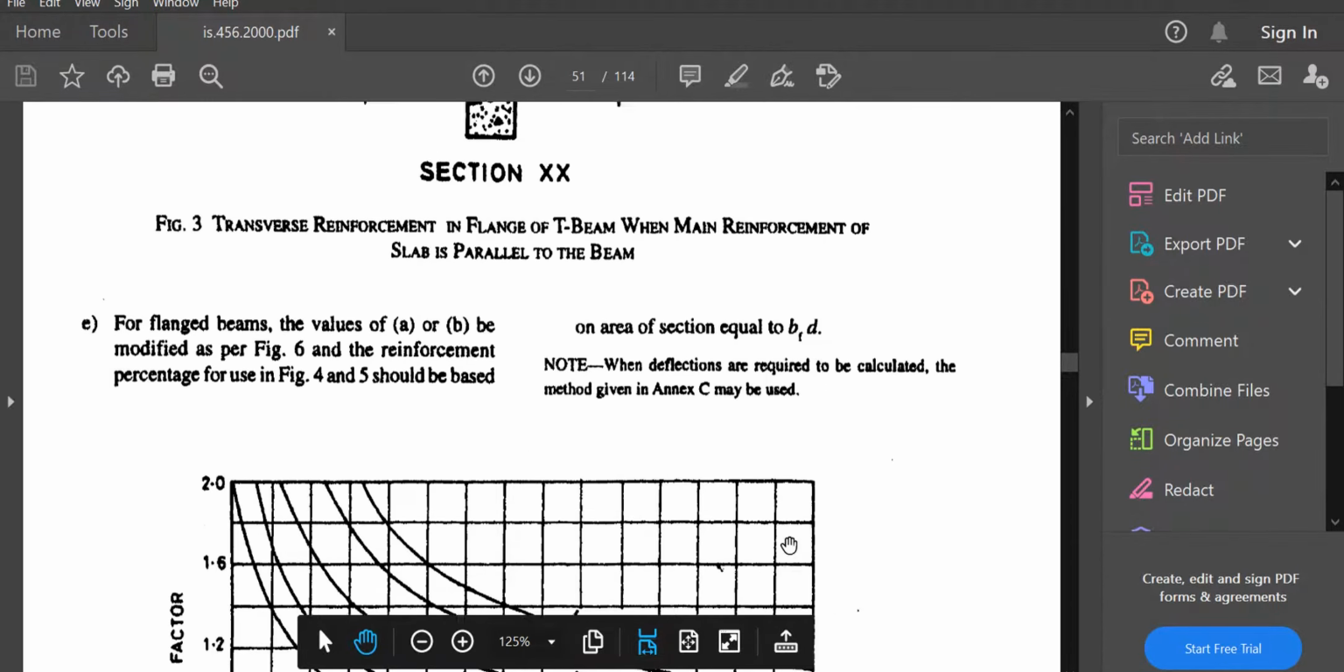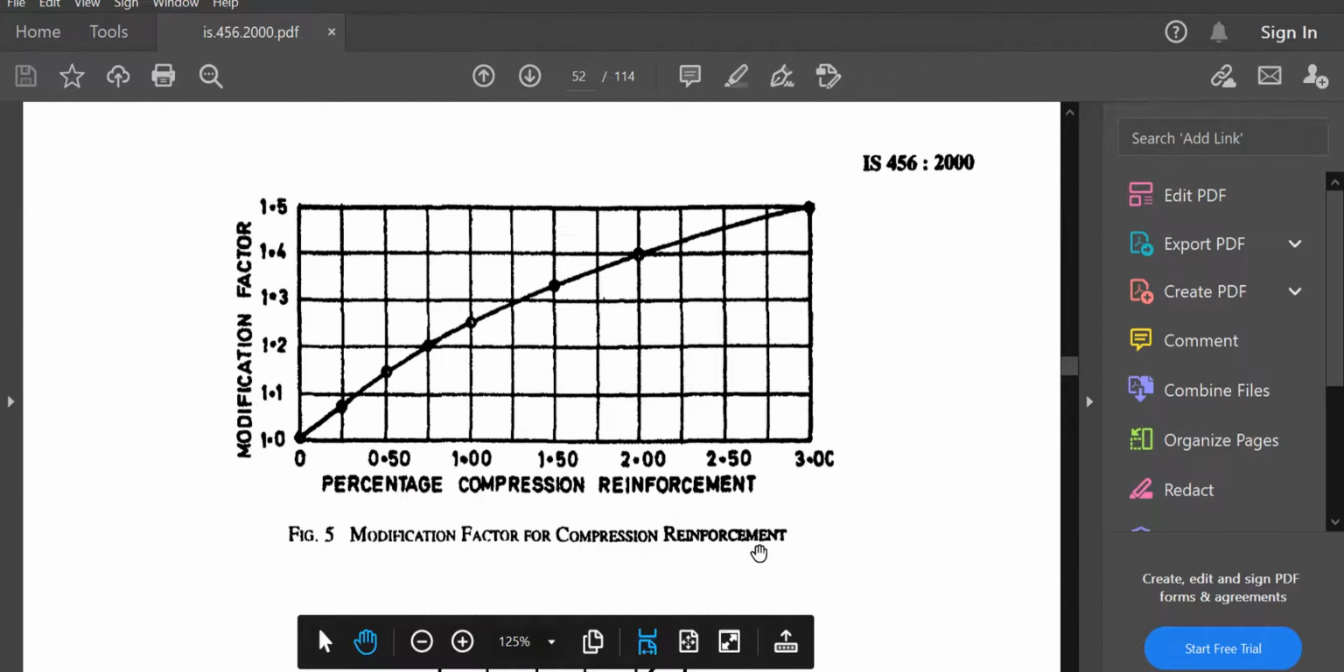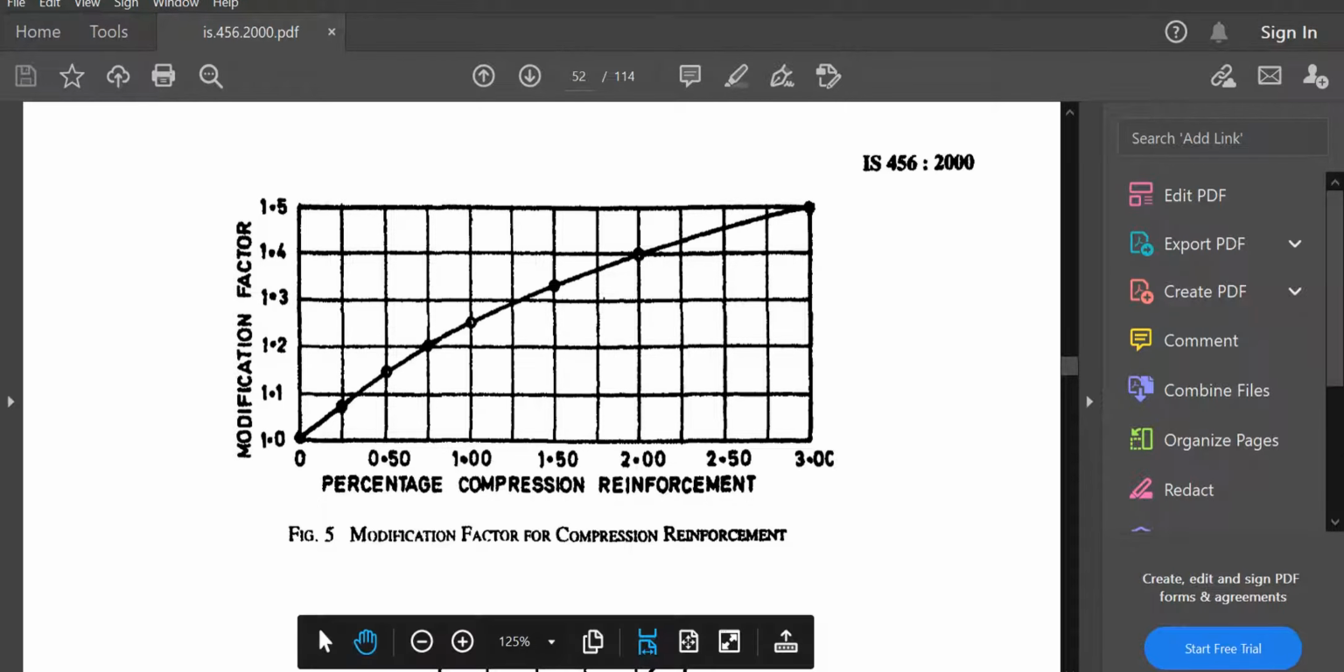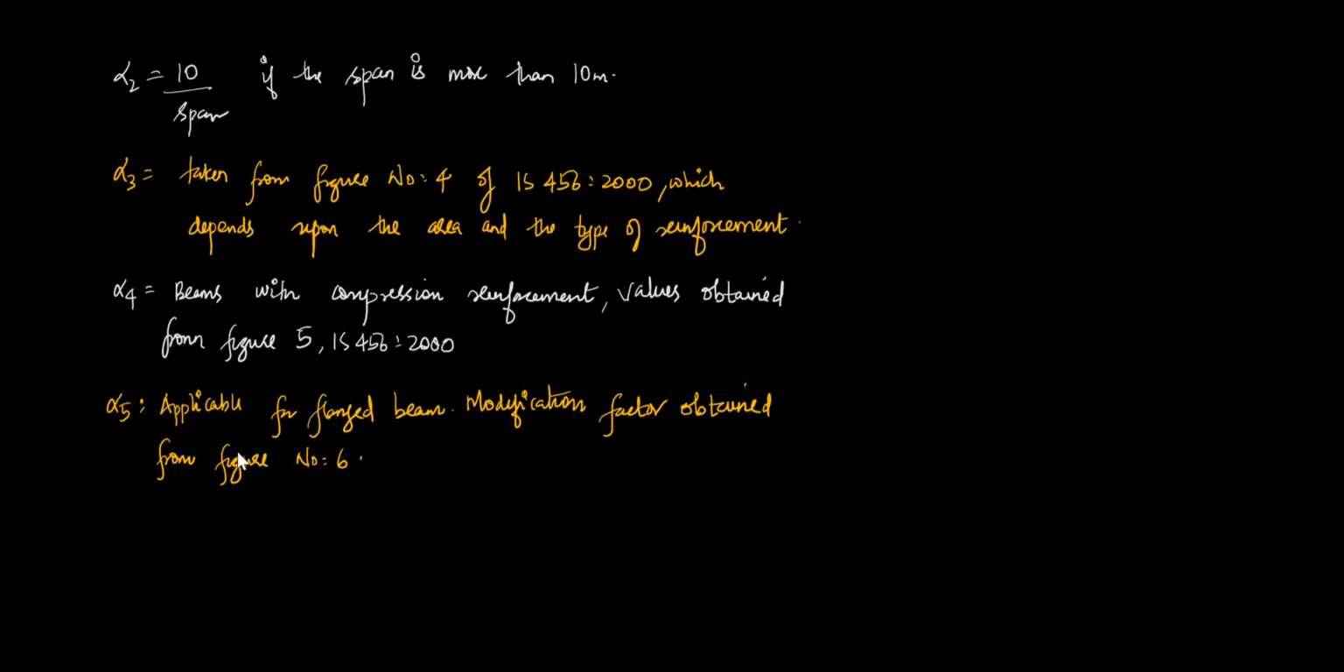So if you go to figure number 5, you could see the percentage of compression reinforcement on the x-axis, and on the y-axis directly you will get the modification factor. Now alpha 5 is applicable for flanged beams, that is a modification factor obtained from figure number 6. So if it is a flanged beam only, you have the alpha 5 value. If it is not a flanged beam, you can take alpha 5 as 1.